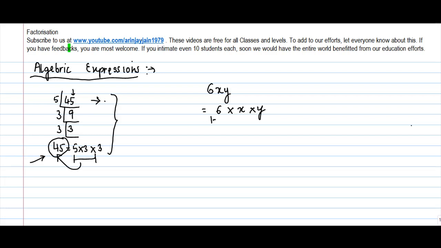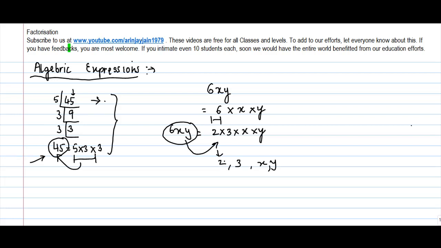Now, can you further break down 6? Yes, you can also write this as 2 into 3 into x into y. So this basically represents what? It represents 6xy. So we can say that the algebraic expression 6xy, the factors of 6xy are written as 2, 3, x and y, right?